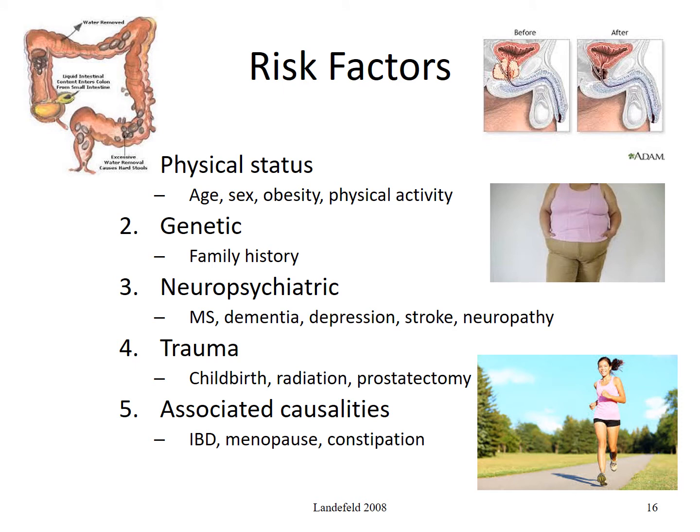I've listed the risk factors for all the types of lower urinary tract symptoms. Again, there's a number of different types, but these are the 5 main areas. If you are able to remember physical status, genetic, neuropsych, trauma, and associated causalities, this will help you categorize all the different risks.